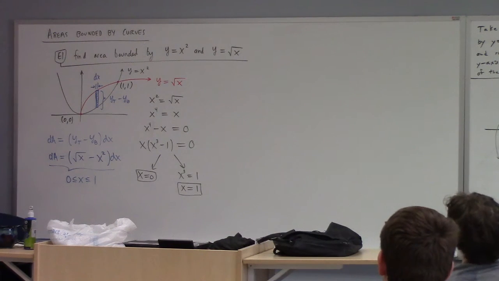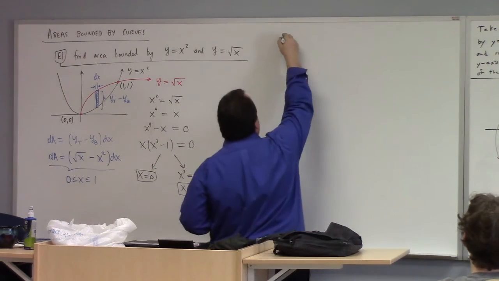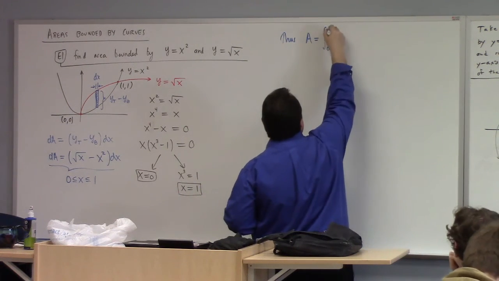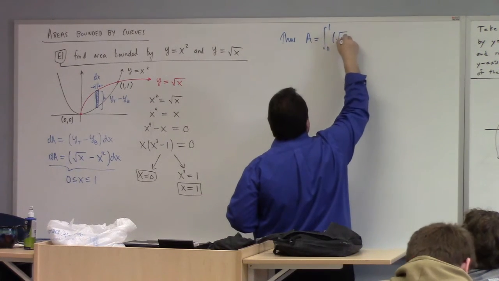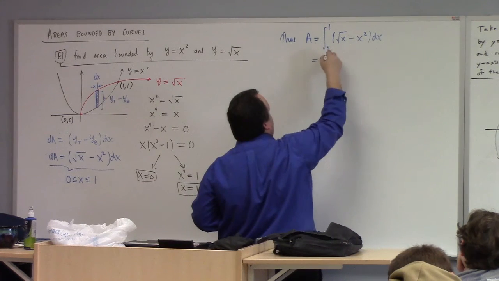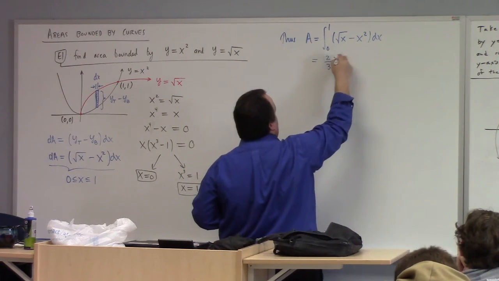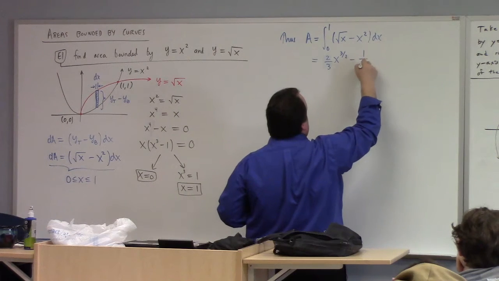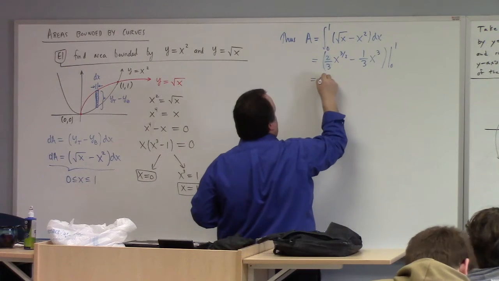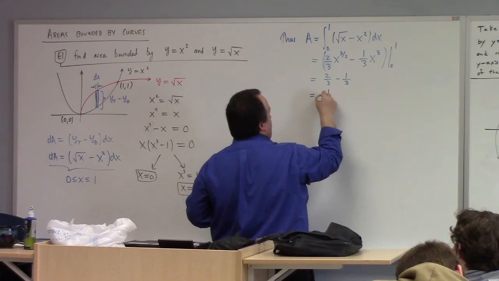Okay, so then how do we calculate the area? We integrate. So the area is the integral from 0 to 1 of the square root of x minus x squared dx. x to the 1/2 integrates to 2/3 x to the 3/2, right? Minus 1/3 x to the 3rd. These evaluate from 0 to 1. You've got 2/3 minus 1/3. So the answer: the area is 1/3.